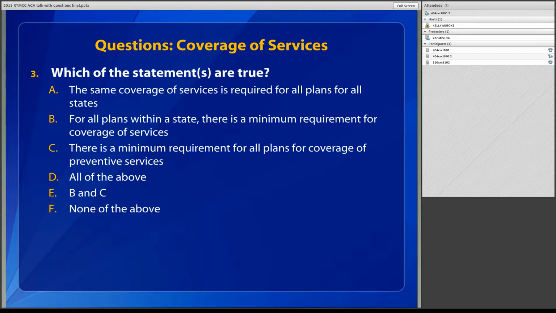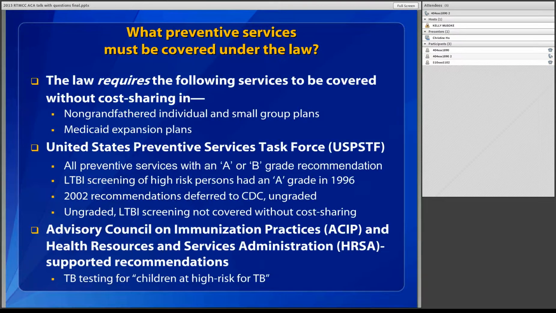So we have 1% that picked A, 5% that picked B, 12% that picked C, 4% that picked D, 75% that picked E, and 2% that picked F. And the answer is E, it's B and C. So for all plans within a state, there is a minimum requirement for coverage of services, and there is a minimum requirement for all plans for coverage of preventive services. And we're going to go through that right now. It's a little bit confusing.